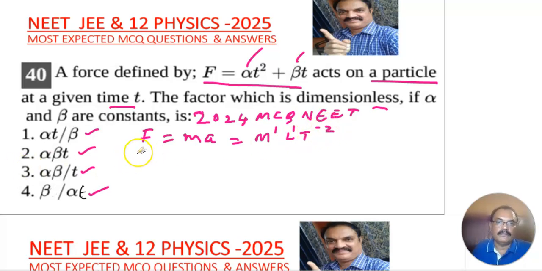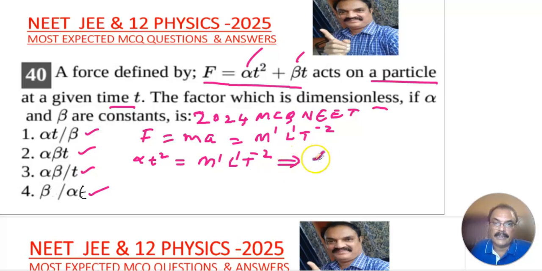Now there are two terms in the RHS. One is alpha t square, which is equal to M1 L1 T minus 2, that is, force. So from here we can calculate alpha. The t square, if you send it to the other side, becomes T minus 2, and T minus 2 times T minus 2 becomes T minus 4. So alpha is M1 L1 T minus 4.